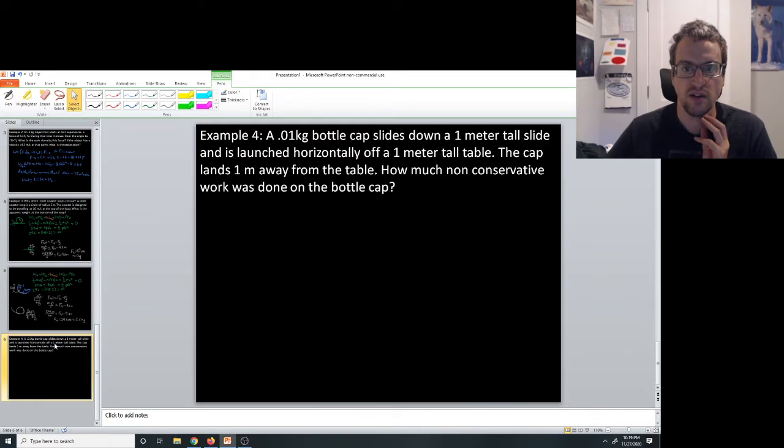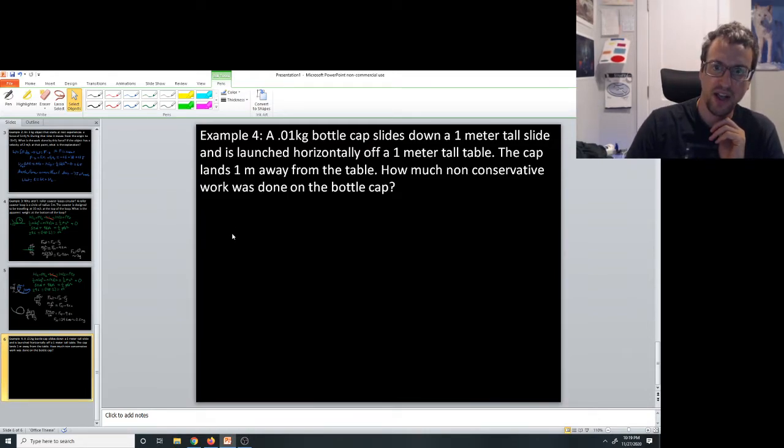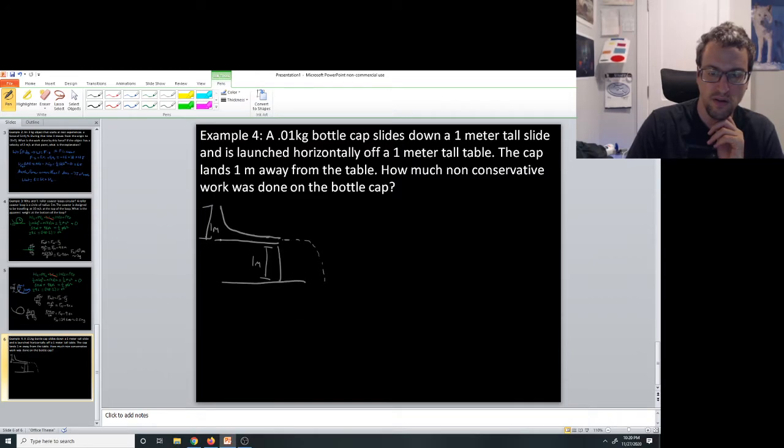All right, last one here. We've got a bottle cap sliding down a 1 meter tall slide. I use one a lot here. But basically, we've got this slide that's a meter tall, and it's on a table, and then it's going to arc out and it's going to land 1 meter away. And the question is, how much non-conservative work was done on the bottle cap as it goes through this path? There's our bottle cap. It's going to go like this, and then down like that.